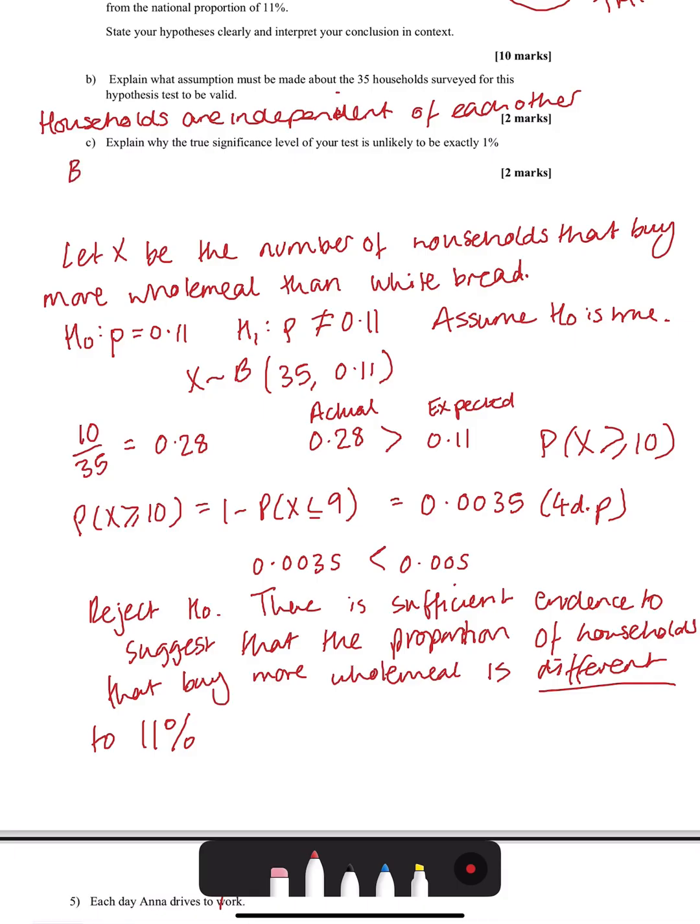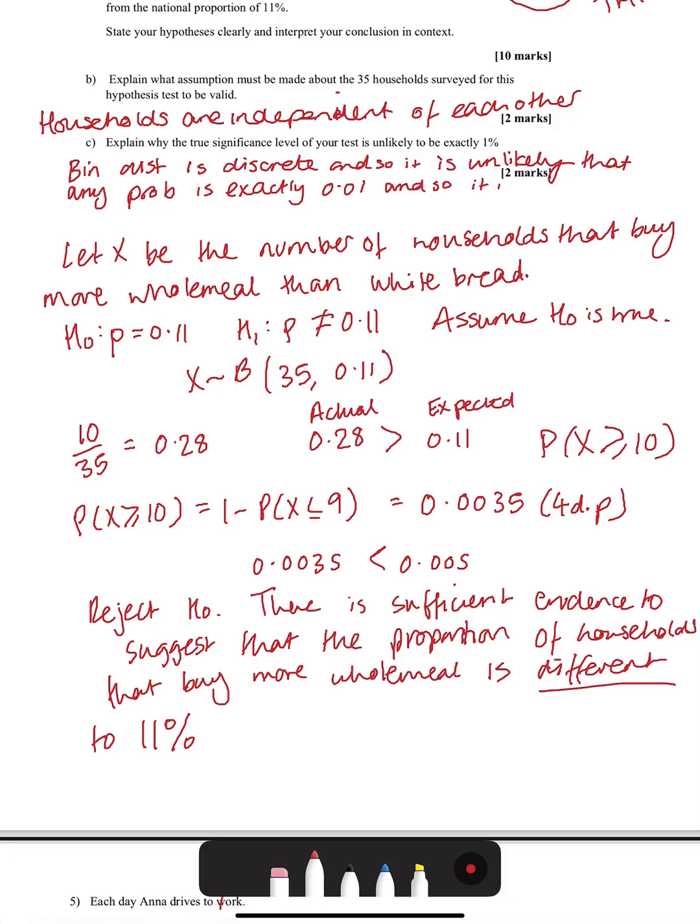So we will write down binomial distribution is discrete, and so it is unlikely that any probability is exactly 0.01 and so it is unlikely to have a critical region of exactly 0.01.